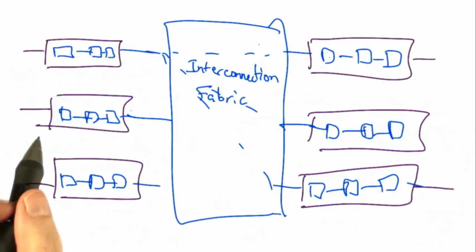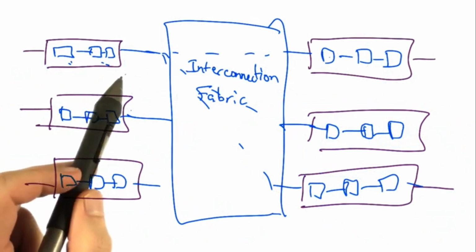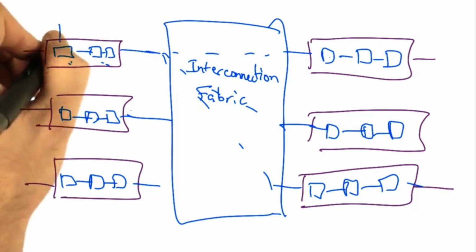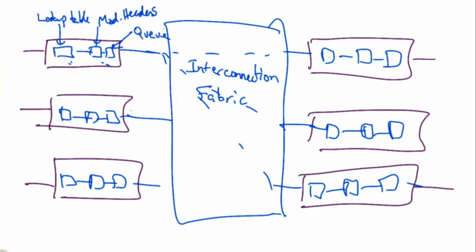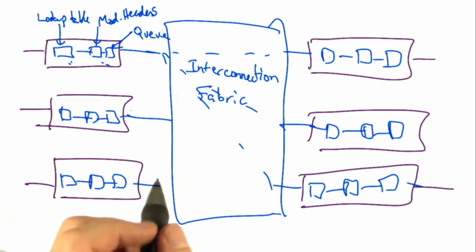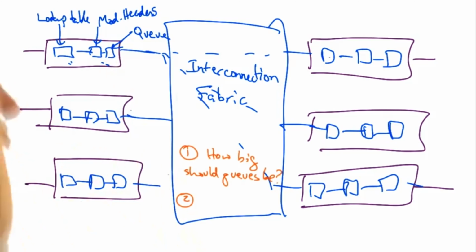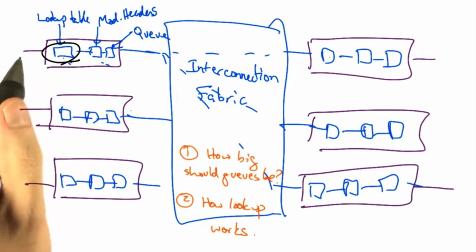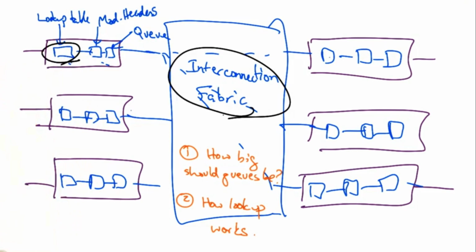So in fact, we can zoom out from that depiction of a single line card, and what we have is a bunch of line cards that are all connected via an interconnection fabric. Each of these line cards has a lookup table, the capability to modify headers, and a queue or buffer for packets as they enter and leave the line card. In other lessons, we talk about several important questions, such as how big queues should be and how lookup works. In the rest of this lesson, I'll discuss important decisions in router design, such as the placement of lookup tables on each line card and the design of the interconnection fabric.